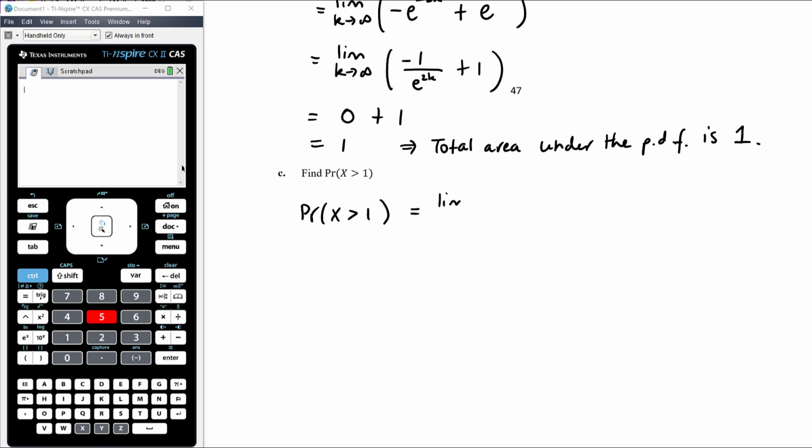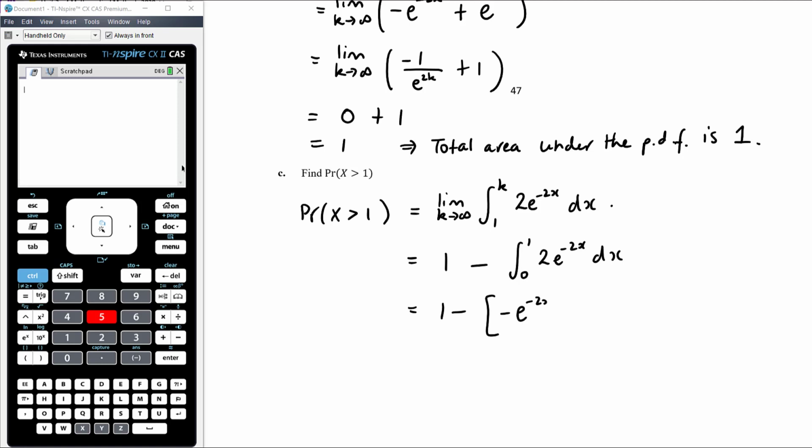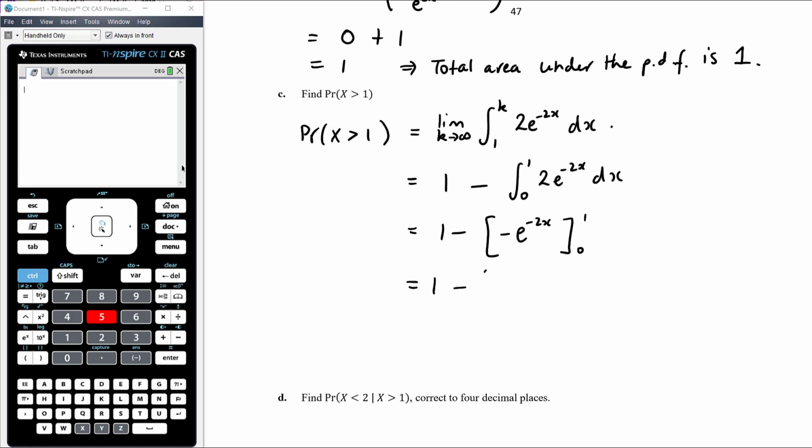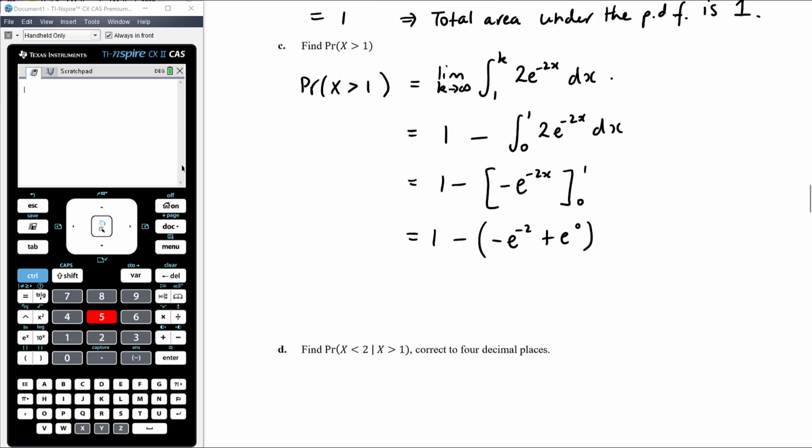Okay, so technically it would be the limit as k approaches infinity of the integral from 1 to k of 2e to the negative 2x. But the easier way to do that would be to do 1 minus the integral from 0 to 1 of 2e to the negative 2x. Okay, so that will be negative e to the negative 2x from 0 to 1. So that's negative e to the negative 2 minus minus, so plus e to the 0.